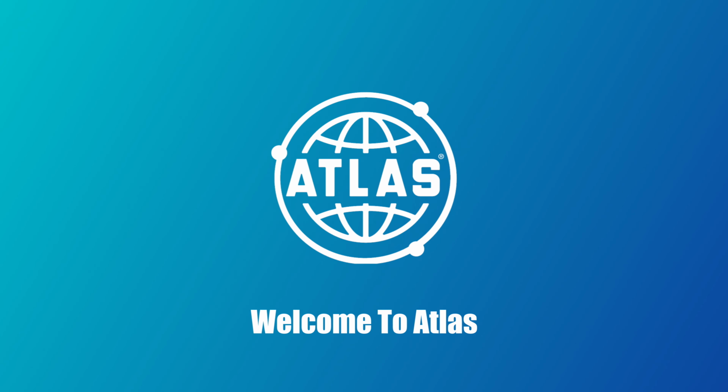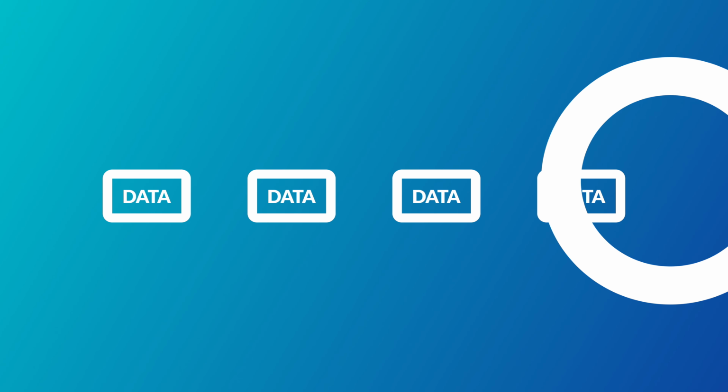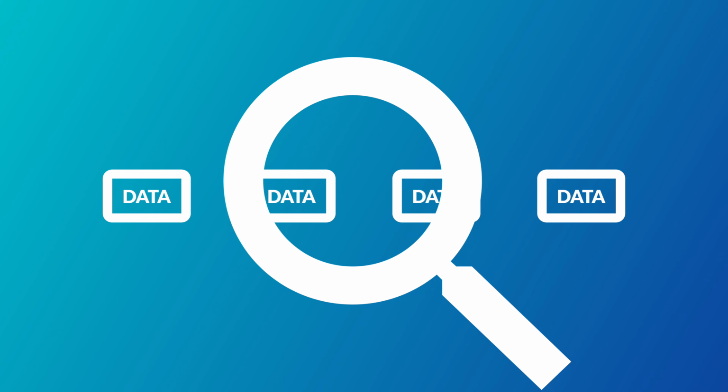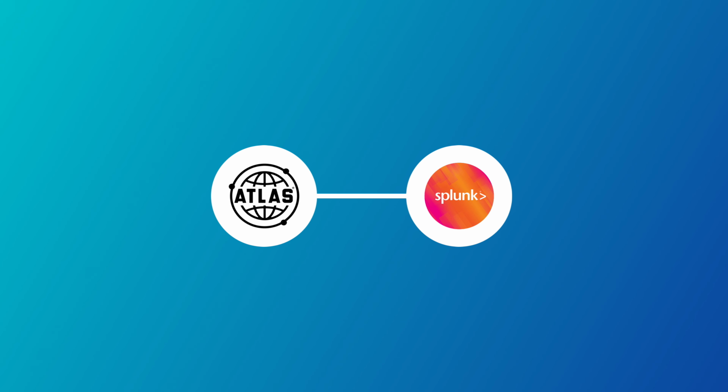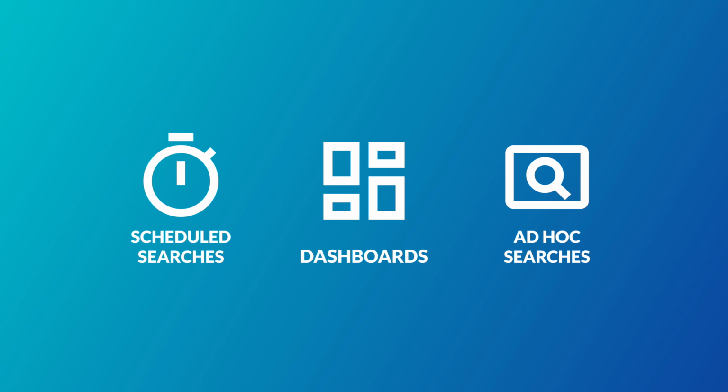In Splunk environments, it can be difficult to understand which data sets are actively being used, which are underutilized, and where optimization opportunities exist. Atlas Data Hub helps teams manage and govern their Splunk data by providing visibility into how data is consumed across scheduled searches, ad hoc searches, and dashboards.